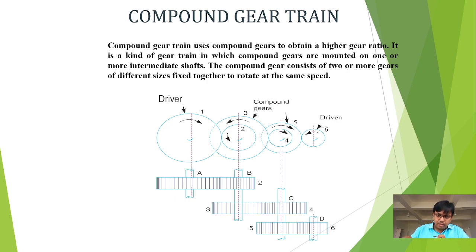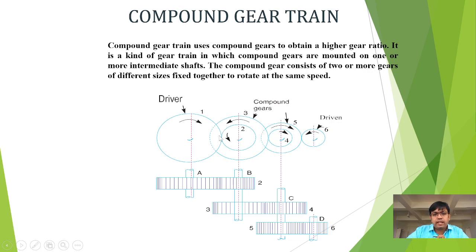Now you see this combination. Gear 1 is rotating in clockwise direction and is meshed with gear 2 externally. Therefore, gear 2 will rotate in anti-clockwise direction. And because 2 and 3 are compound gear trains, when gear 2 rotates in anti-clockwise direction, 3 will also rotate in anti-clockwise direction. And 3 is meshed with gear 4 externally.